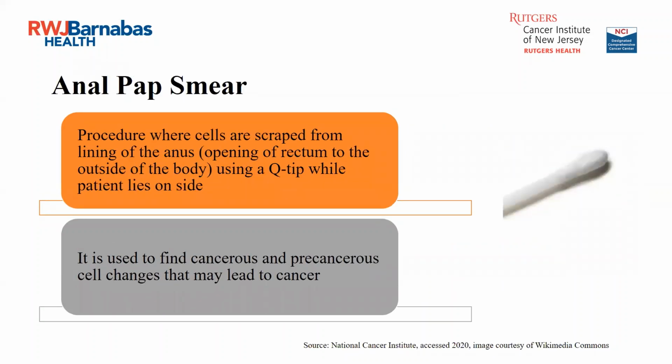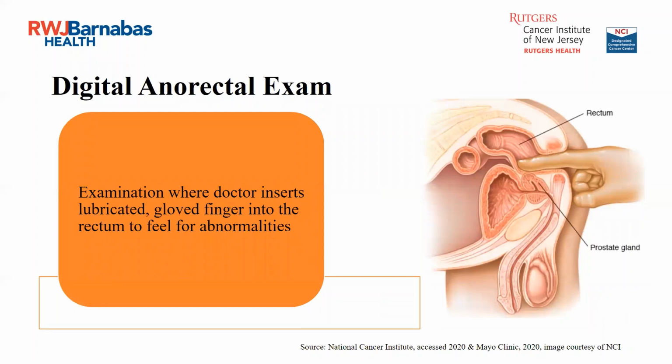So the anal pap smear, or the anal cytology, as I mentioned before, is a procedure where cells are scraped from the lining of the anus with a Q-tip while you lie on your side. It's used to find cancerous or precancerous cell changes that may lead to cancer. The digital anorectal exam is an exam where a doctor inserts a lubricated gloved finger into the rectum to check for any abnormalities.